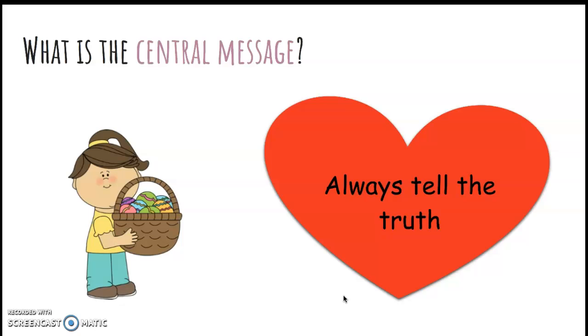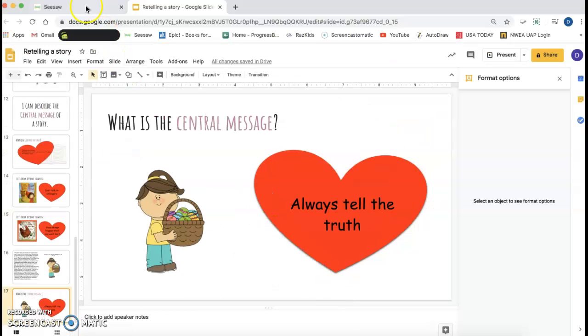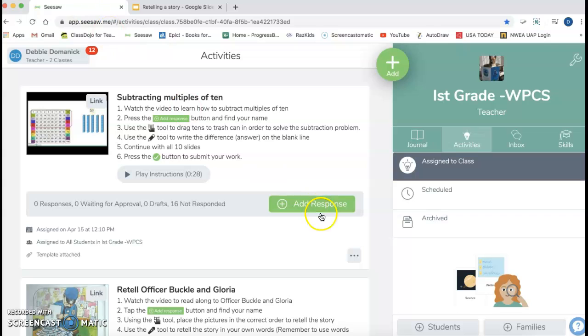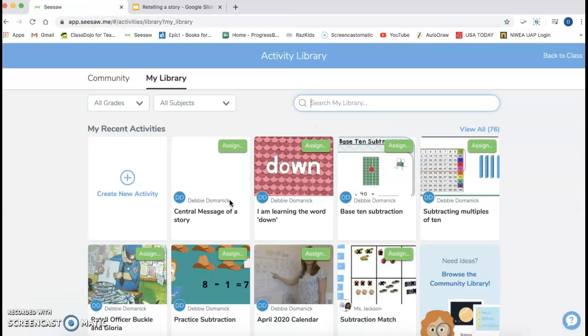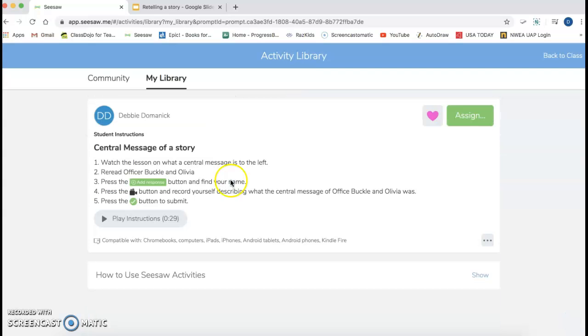Today you guys are going to reread Officer Buckle and Gloria. And as you read along, I want you to think about what is the central message? What is the author trying to teach us? When you are done, you are going to go to Seesaw and you will pull open the activity for the day.